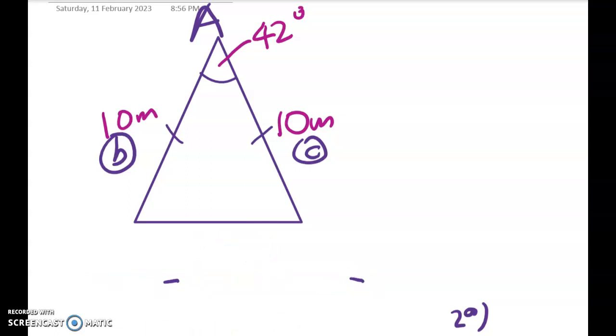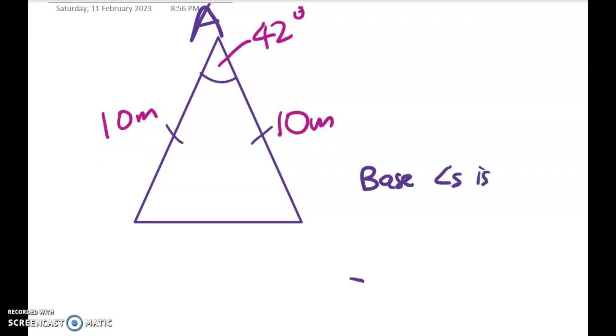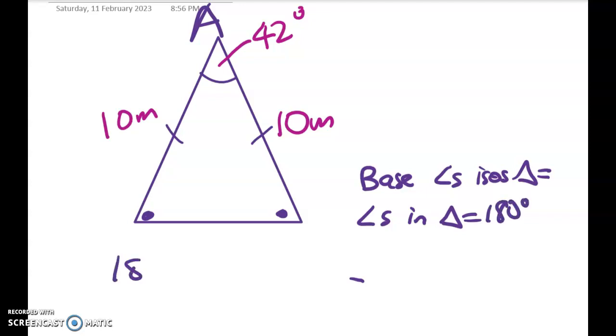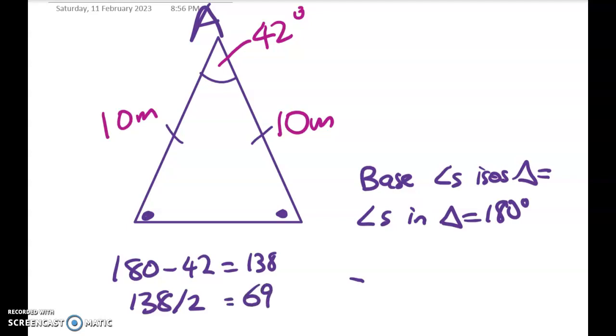But now I'm going to get rid of all of that, and I want you to have a look and think about what we know from year 9 maths about isosceles triangles. So we know that the base angles are equal, right? So base angles in an isosceles triangle are equal. That means that this one and this one have got to add up to 138 degrees because angles in a triangle add up to 180 degrees. 180 minus 42 is equal to 138. 138 divided by 2 is equal to 69 degrees.